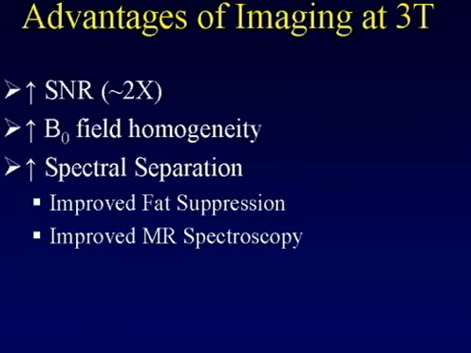So the excitement about 3 Tesla is because ideally you're going to be able to get double the signal to noise ratio. For breast imaging, that means that, at the end of the day, you'll have increased spectral separation, which means improved fat suppression and also improved spectroscopy, by being able to look at smaller lesions, and also with a faster acquisition time.